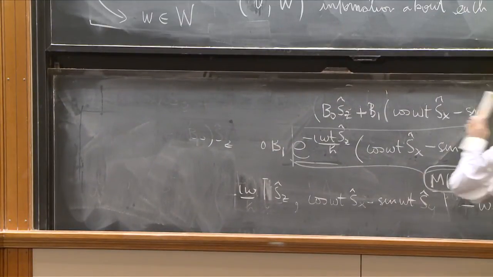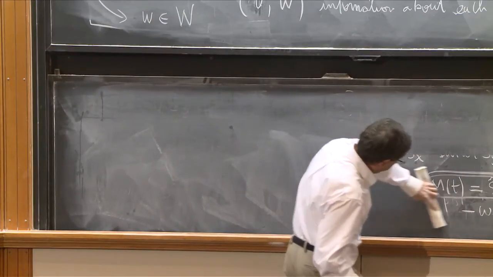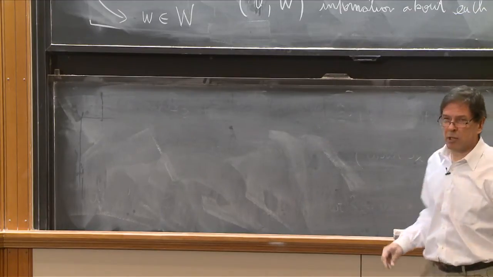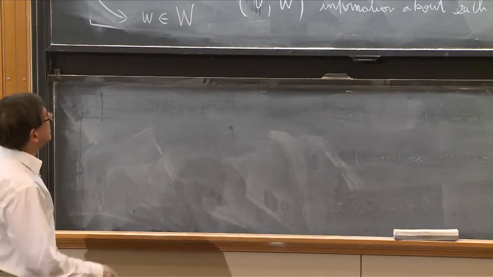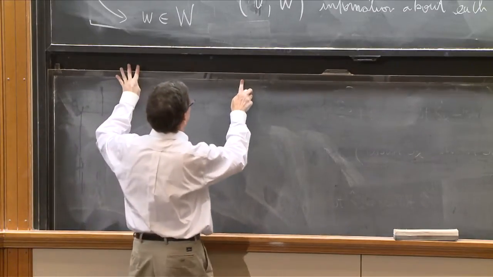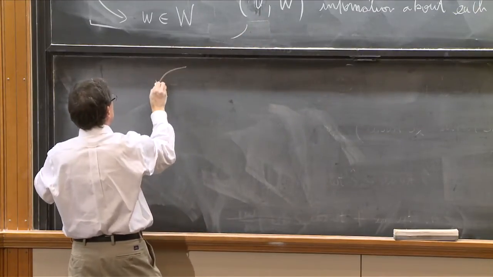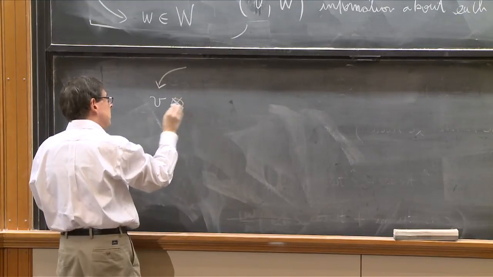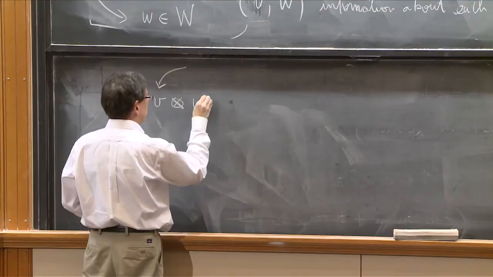So to make this idea clearer, we'll use a notation. So I will say that I will encode these things and I will write them as V tensor product W.